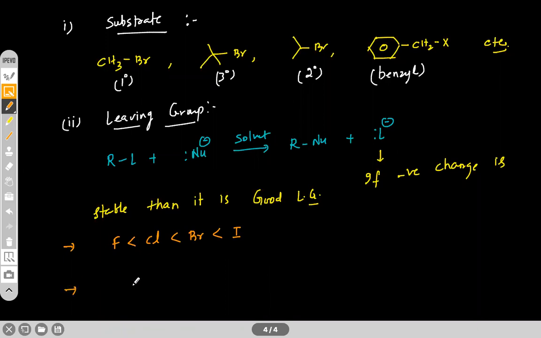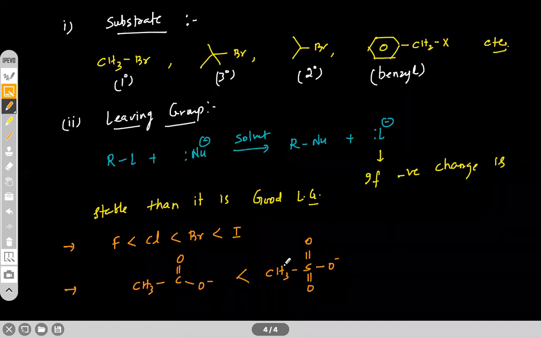Now, let me show you some examples. Suppose we have CH3 C double bond O, O minus, and CH3 S double bond O, double bond O, O minus. This negative charge is more stable because of more resonance. We have resonance this side, resonance here also with this double bond, and here with this double bond. So because of this extra double bond to O, the negative charge is more stable, and hence the leaving group ability is higher. The second one is better.